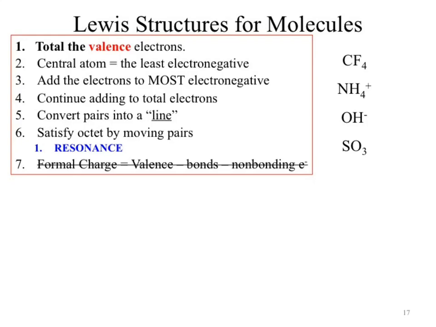We did CF4 already, and we did the NH4 plus already, right? Are there questions about either of those two from last week? Should I do those two again very, very quickly? Okay. CF4. Rule number 1, what do we do? Total the valence electrons. So we need to know how many valence electrons carbon has and fluorine has.